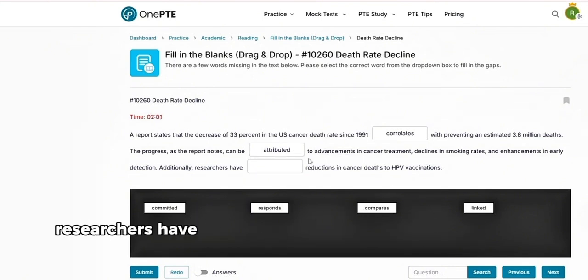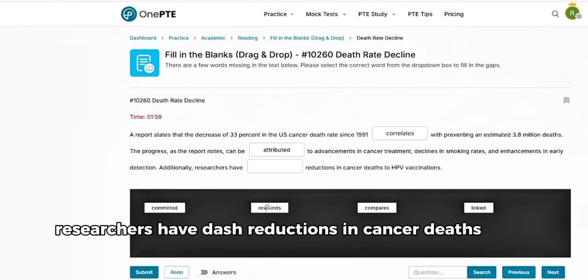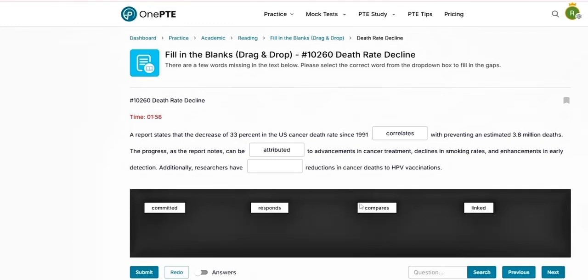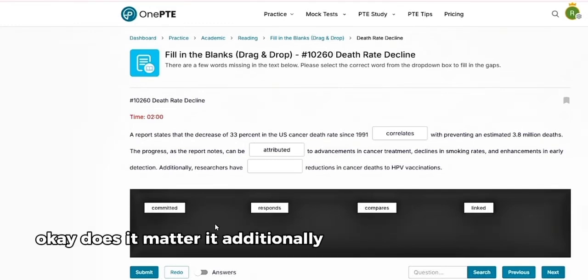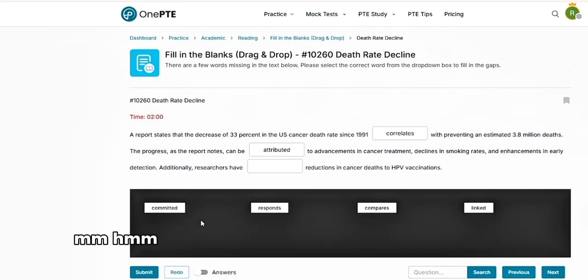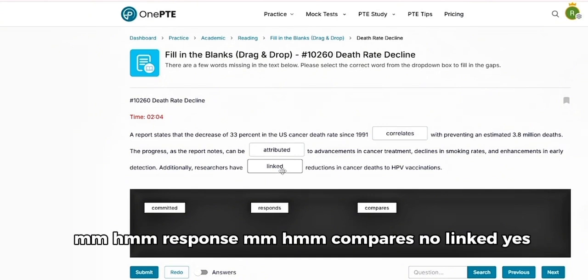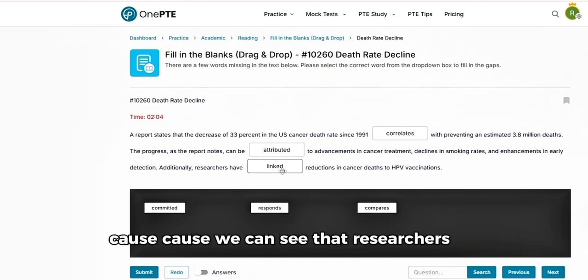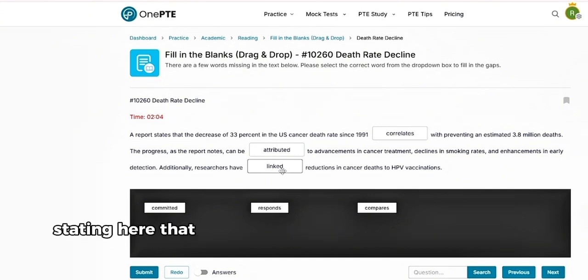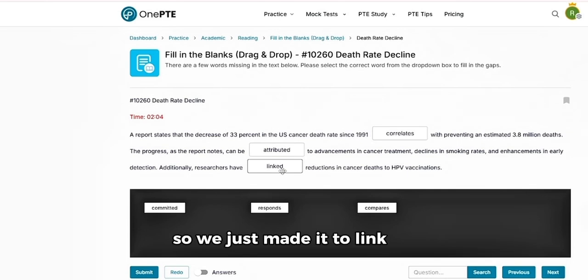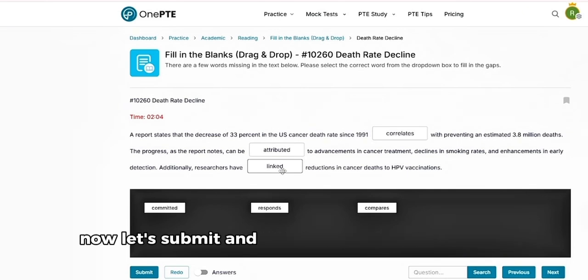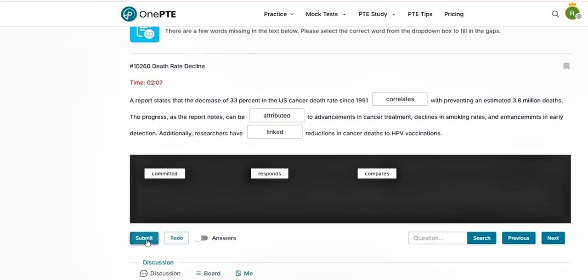Additionally, researchers have dash reductions in cancer deaths to HPV vaccinations. Okay. Does it match with additionally researchers have committed? Response? Compares? No. Linked? Yes. Because we can see that researchers are stating here that the HPV vaccinations reduced the cancer deaths. So we just made it link. Okay, now let's submit and see what happens. Okay, submit.